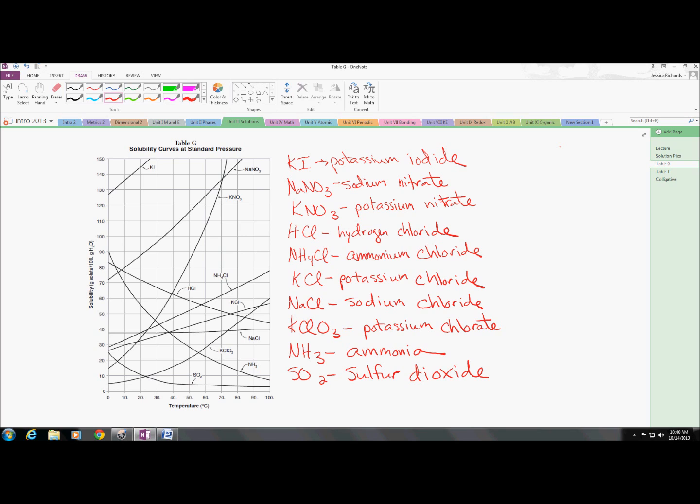So KI is potassium iodide. That is a capital I on your graph, not a lowercase l. I would prefer they use the I with crossbars, but they don't. NaNO3 is sodium nitrate. KNO3 is potassium nitrate. HCl is hydrogen chloride. NH4Cl is ammonium chloride. KCl is potassium chloride. NaCl, sodium chloride. KClO3, potassium chlorate. NH3, ammonia. And SO2, sulfur dioxide. Notice ammonia is not the polyatomic ion ammonium. Ammonium polyatomic ion is NH4 plus 1. NH3 neutral compound is ammonia.